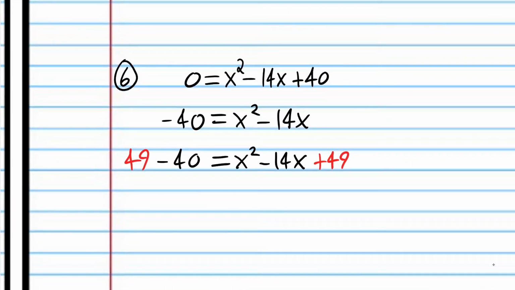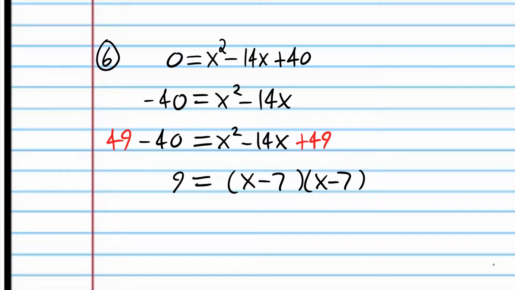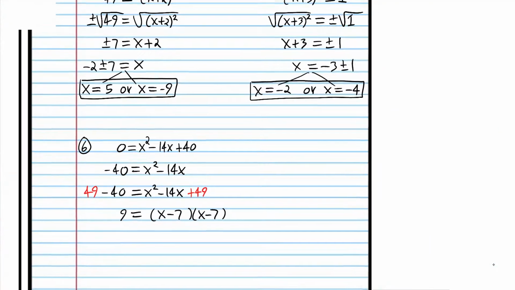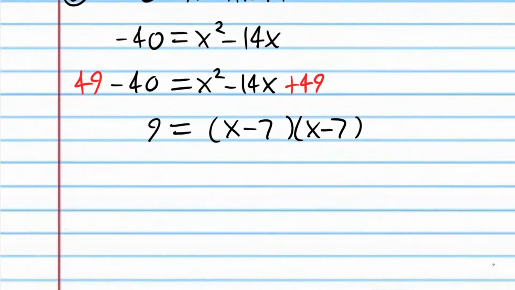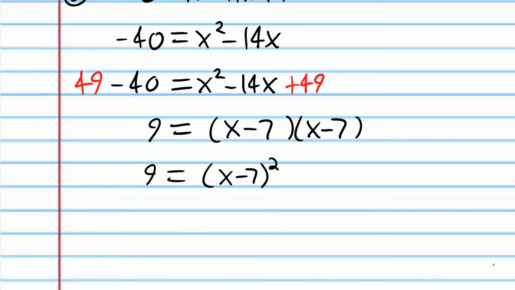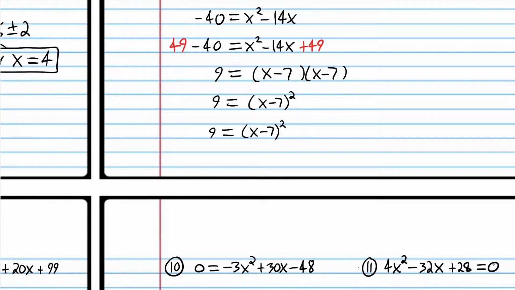49 minus 40 is 9. And that is a perfect square. And if you factor it, you get x minus 7 and x minus 7. So now we can change it to power notation. And so we're going to square root both sides now.